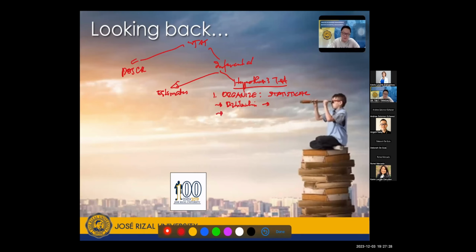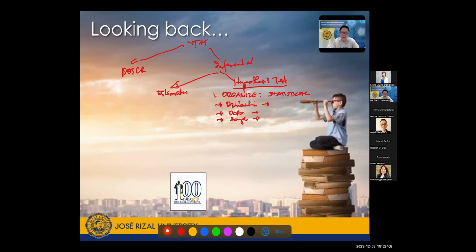Second is the type of data that you are dealing with. Are they qualitative, quantitative, nominal, ordinal, interval, ratio? Again, the type of data will influence the choice of your statistical test. And then the next one is the sample. The sample depends on how many variables you're trying to do. Again, this will dictate the statistical test that you're going to use.